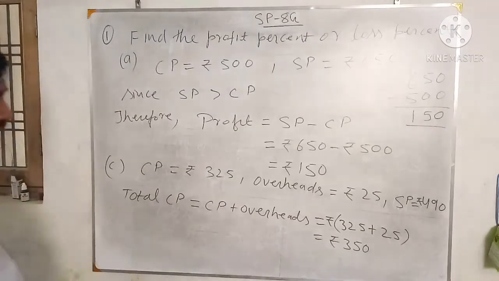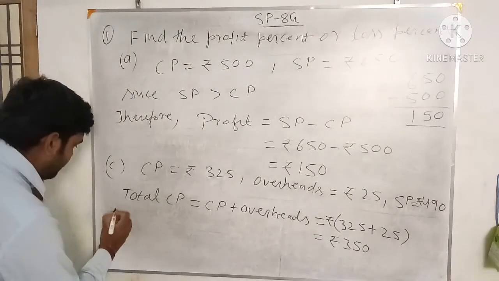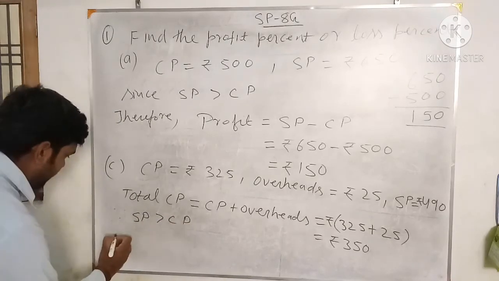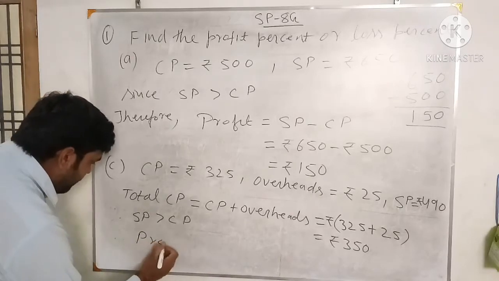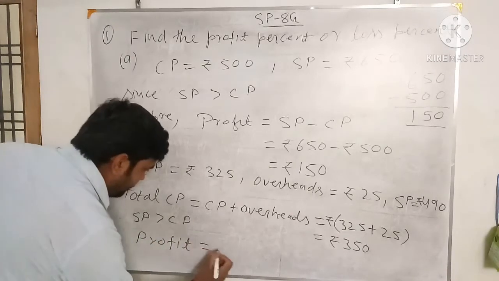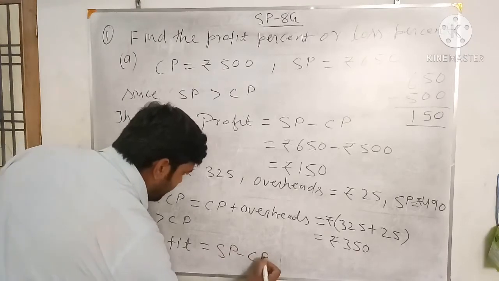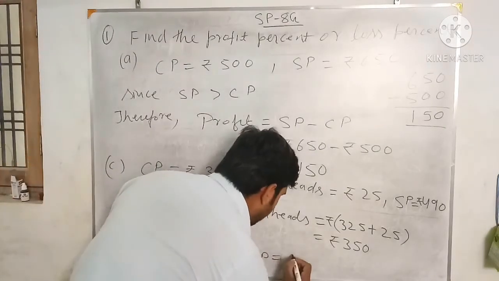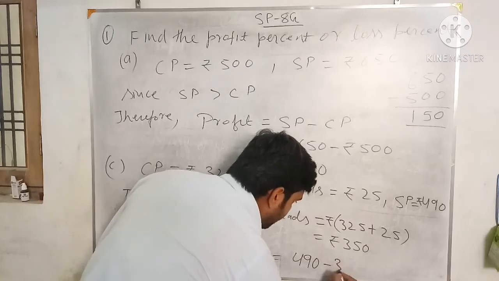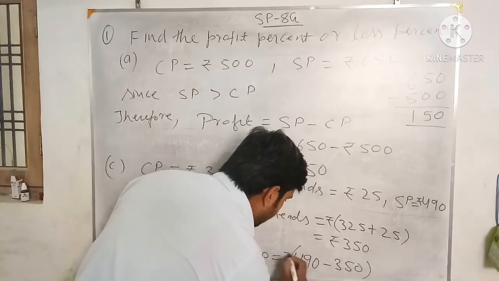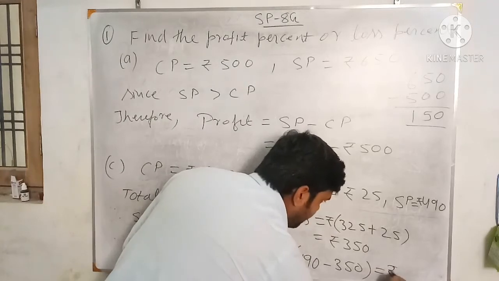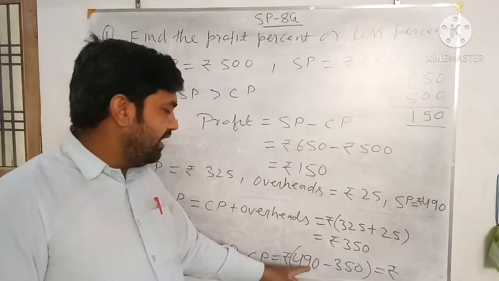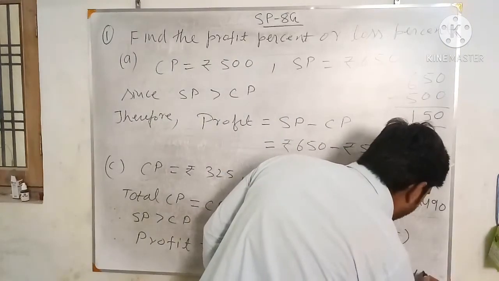Again, since SP is greater than CP, therefore there is profit. Therefore profit equals SP minus CP. Now you can do the subtraction: from 490 we subtract 350. See what we get when you subtract 490 minus 350. It gives you 140 rupees profit.